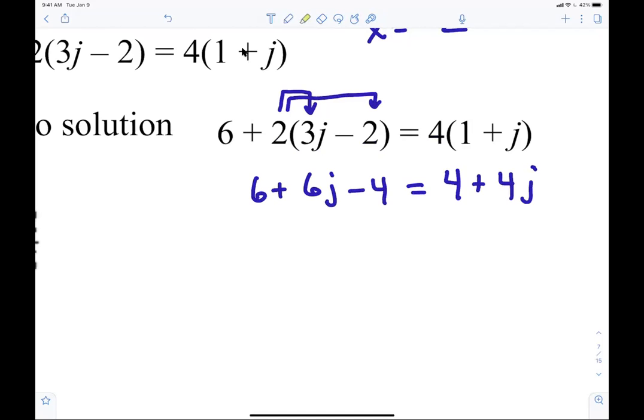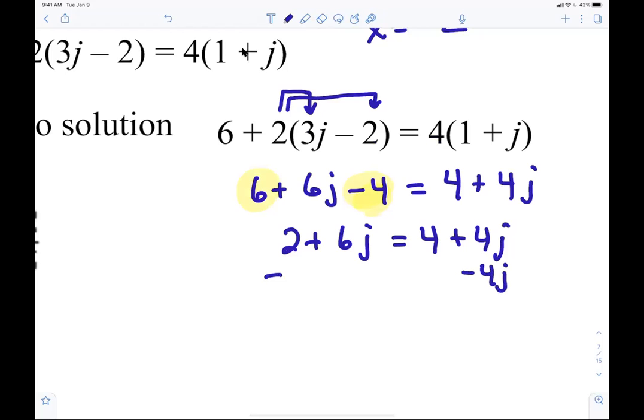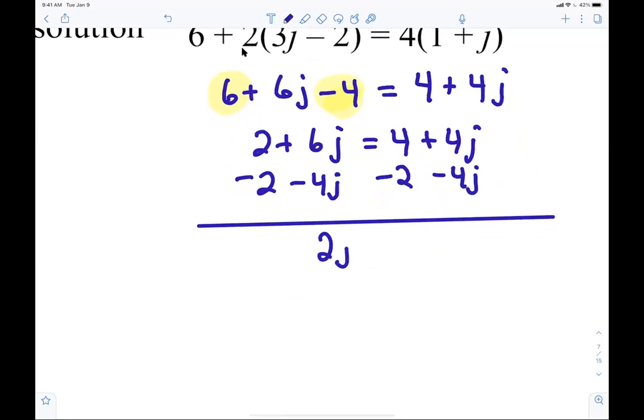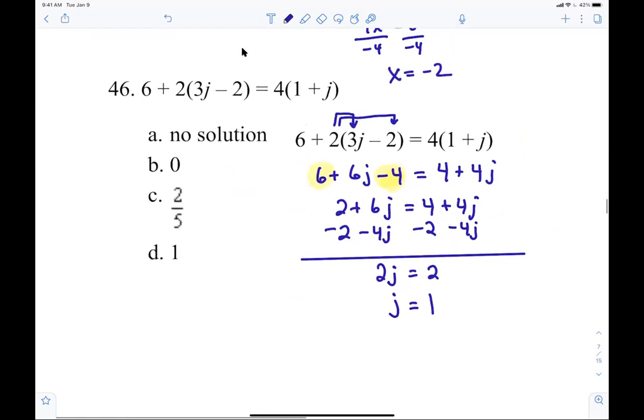All right, now I need help with, oh, you can combine terms. 6, it's just 2. There you go. 2 plus 6j equals 4 plus 4j. And then you're gonna minus the 4j, good, and minus the 2. And it's gonna be 2j equals 2. And then it's just j. j equals 1. All right, I'm pretty happy with you guys on that.